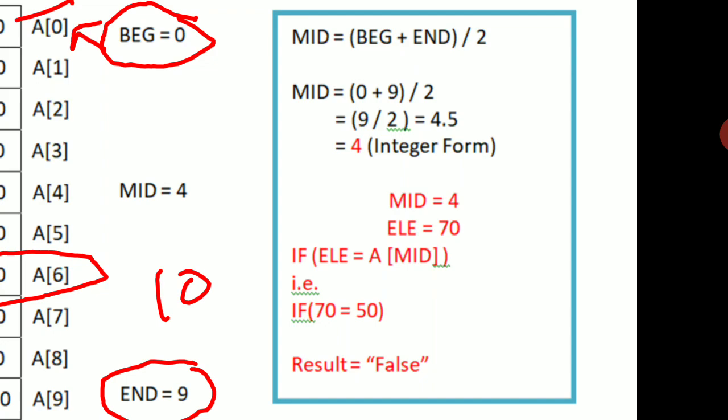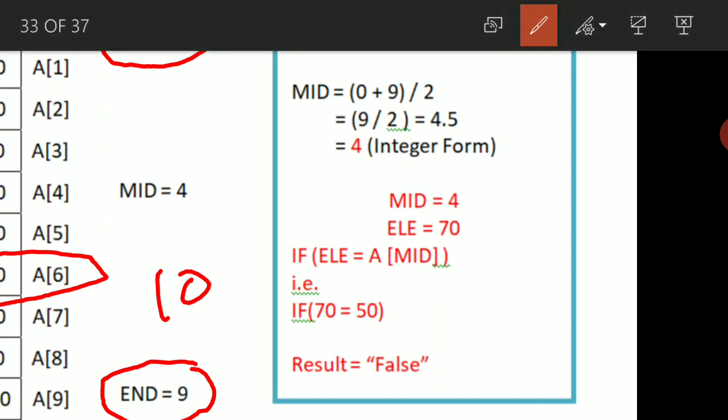Then what is the beginning value here? It is going to be 0. What is the end value? 9. If you divide 9 by 2, how much is it going to result in? 4.5. But we have to take its integer form, only the integer part. The 0.5 is a decimal part. We have to neglect that part. The integer part is going to be 4, because we are going to declare beginning, end and mid as integer variables.